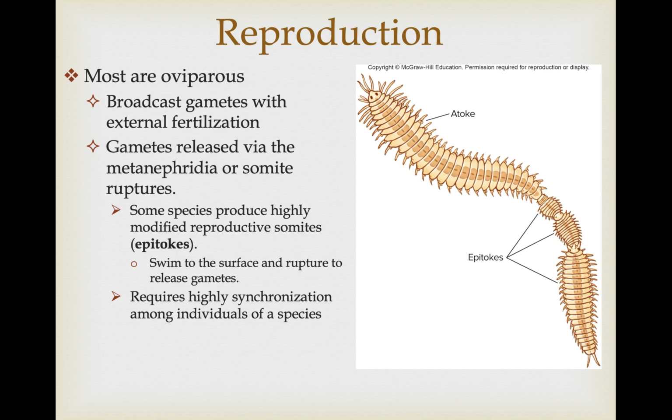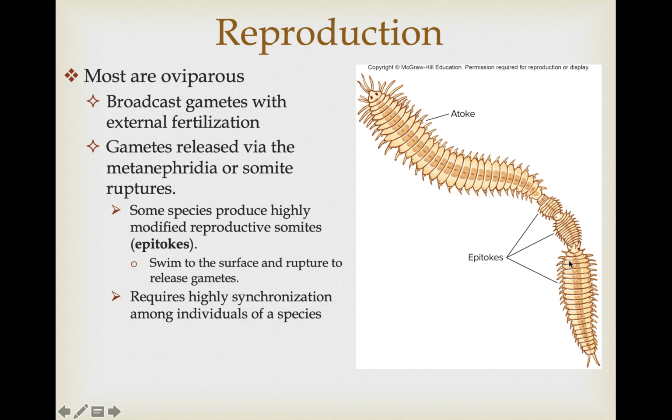Most of these are oviparous, so they're just releasing their gametes, and there's also associated with that typically external fertilization. And so we see broadcast of the gametes. And these gametes that are developed, again, in the coelomic cavity can be released into the outside environment through the nephrostome using the metanephridia, or in some cases, they grow to such a high pressure that the somite itself, the body wall of it, ruptures. This is particularly true in some species that specifically produce parts of their body that are reproductive somites.